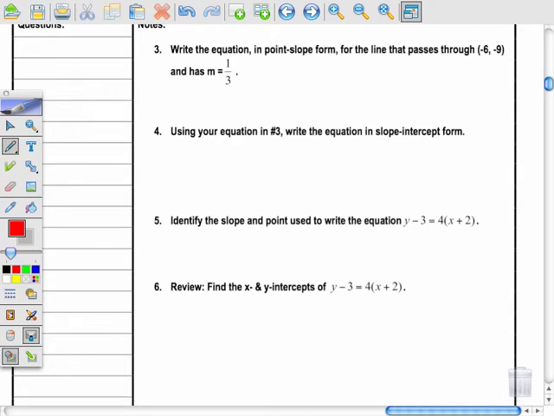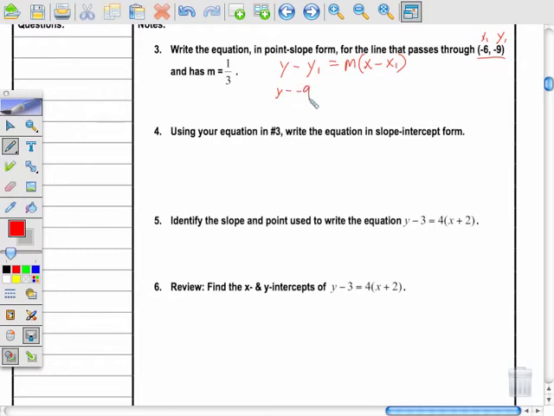Number 3, write the equation in point-slope form of the line that passes through the point and has the slope. It gives us the point and slope. So again, the equation, and this will be on the board, is y minus y1 equals m times x minus x1. There's the form. So now, our point is negative 6, negative 9. That's x1, that's y1. So let's plug those numbers in.